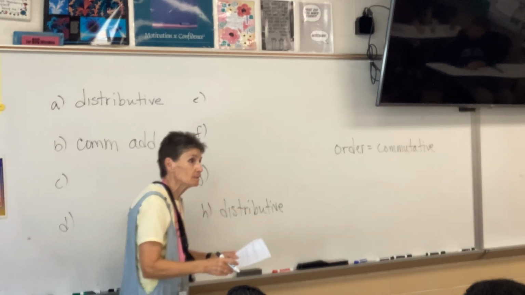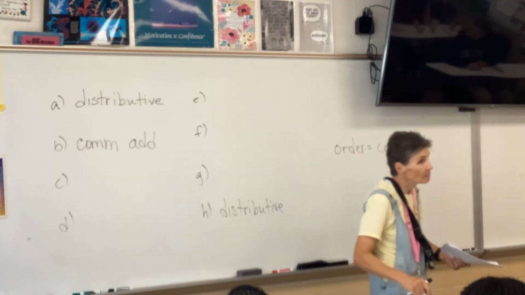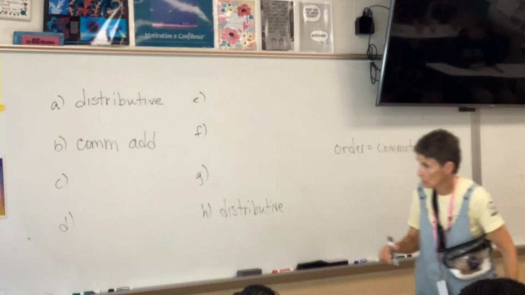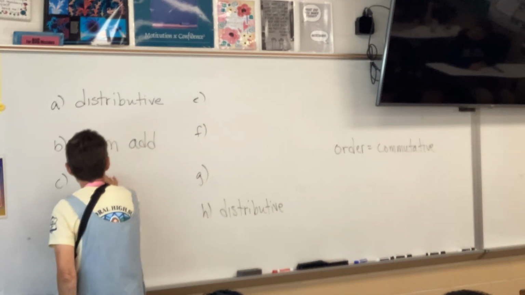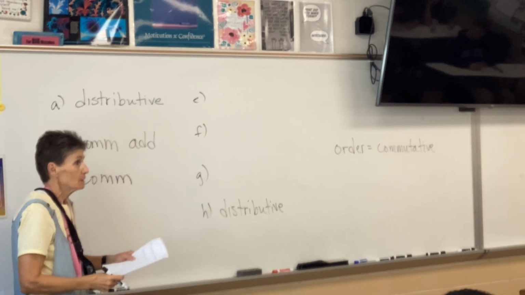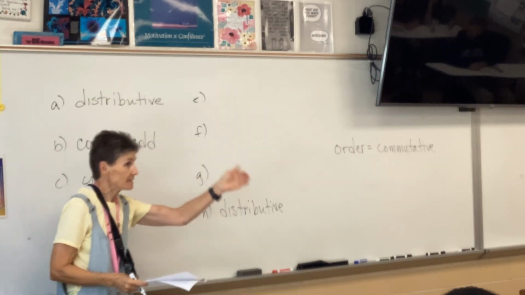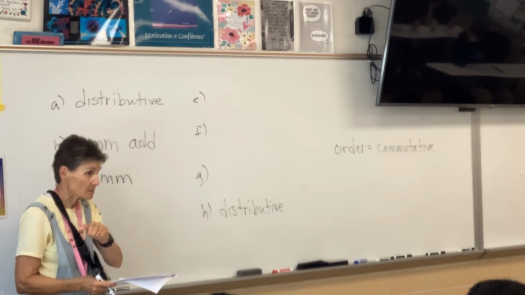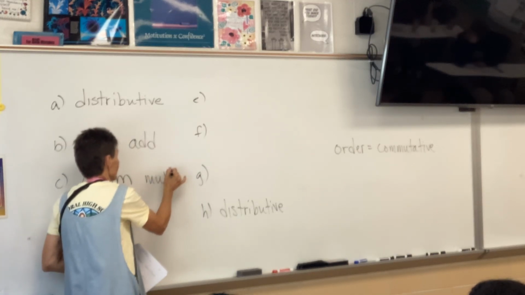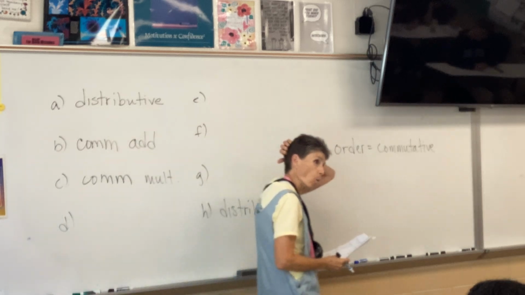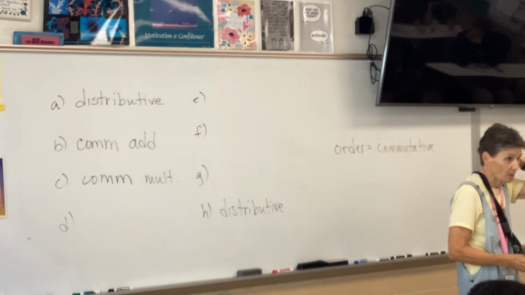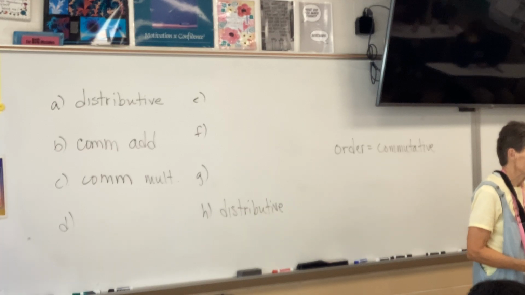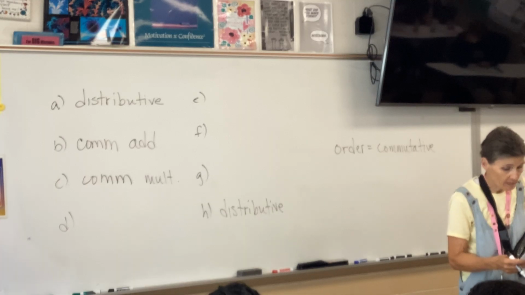What about C? The 6 moved. That is also commutative, Philip, very good. However, on the one side, it was 6 times, and on the other side, it's times 6. So it's commutative multiplication. It was the order of the multiplication that changed. Very good. Let's see any others.